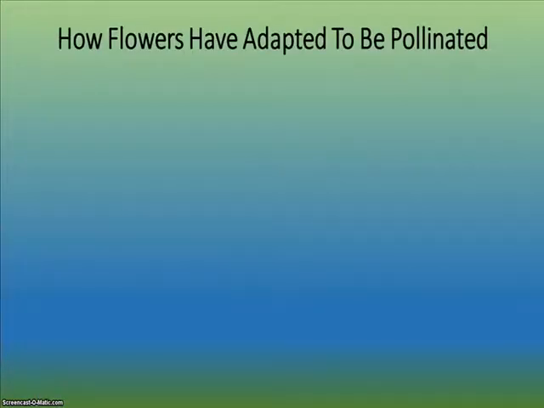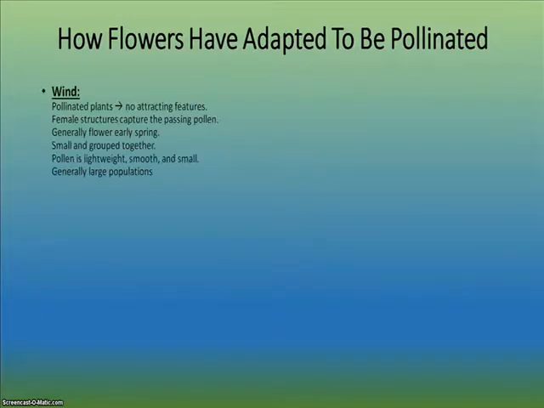How flowers have adapted to be pollinated. Through the use of wind, pollinated plants do not invest in resources that attract pollinating organisms, such as showy flowers, nectar, and scent. Female structures on wind-pollinated plants are able to capture the passing pollen from the air, but the majority of the pollen goes to waste.